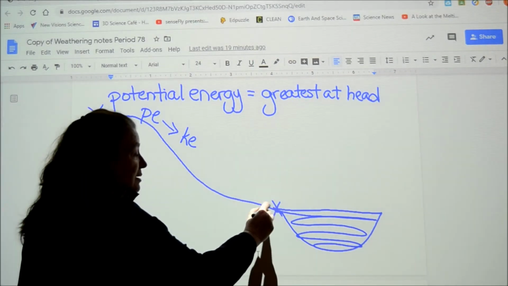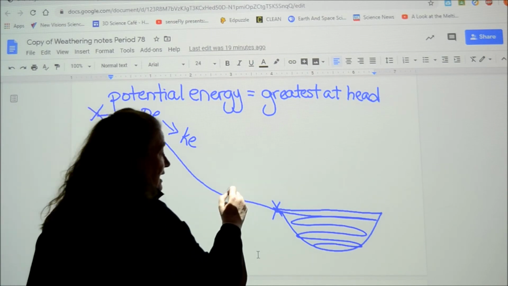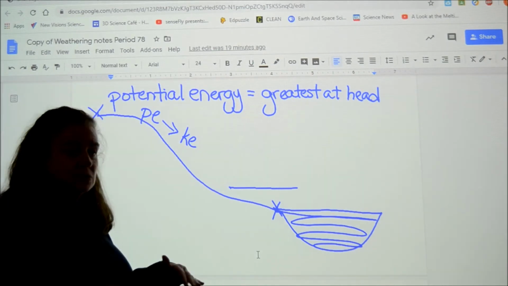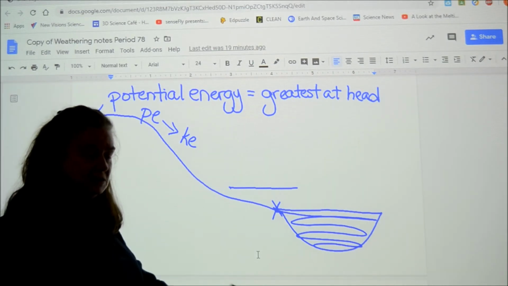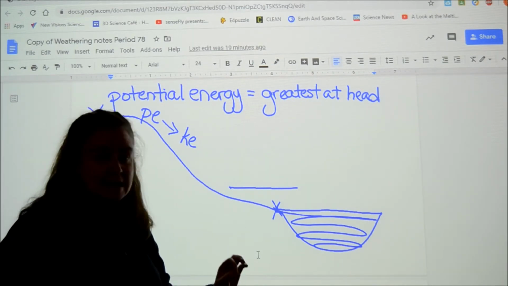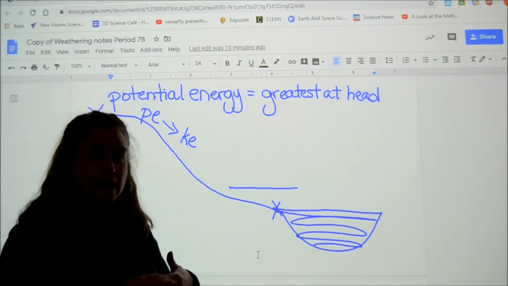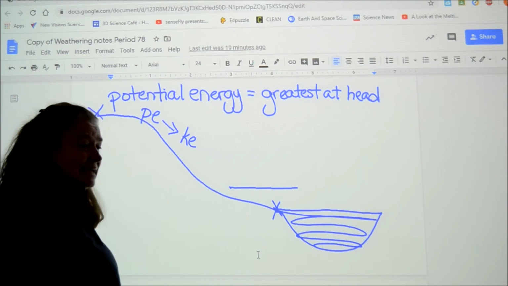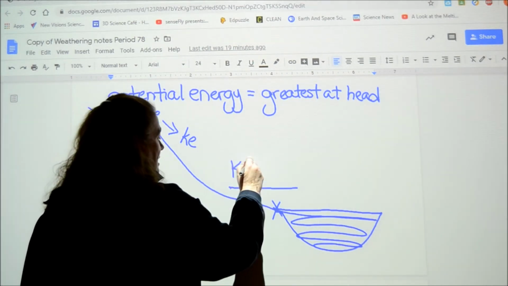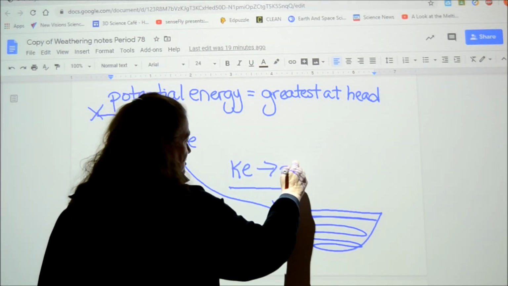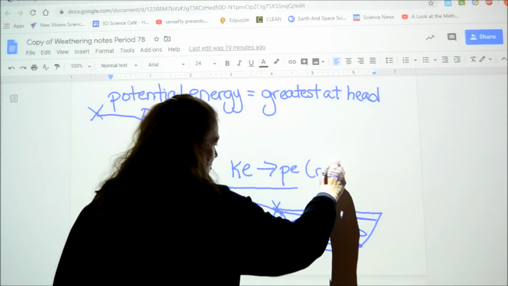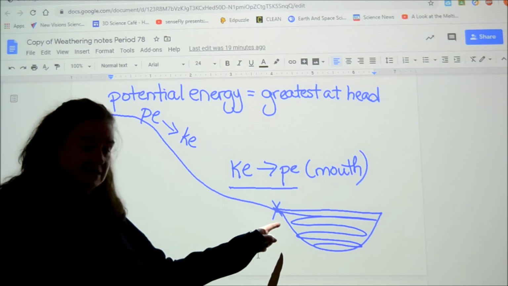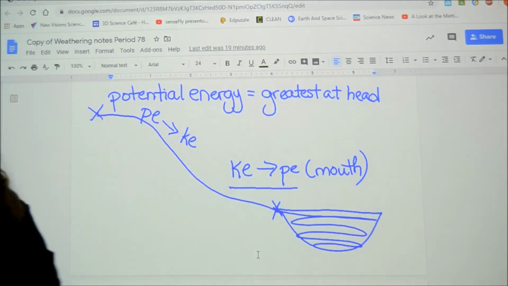When I get towards the mouth of my stream, or I get into a flatter slope, my velocity decreases, and my kinetic energy decreases. What happens is that kinetic energy is moving into potential. So as I get to the mouth, kinetic energy is going to potential. That's when you start depositing sediments.